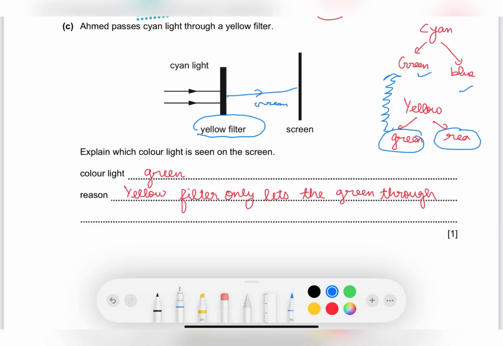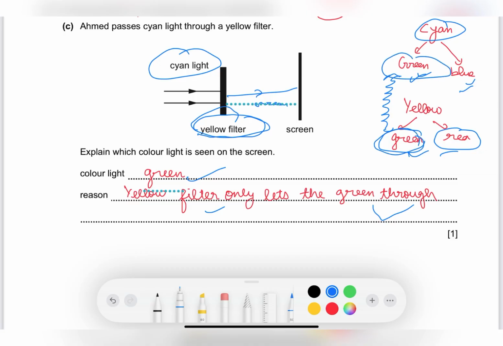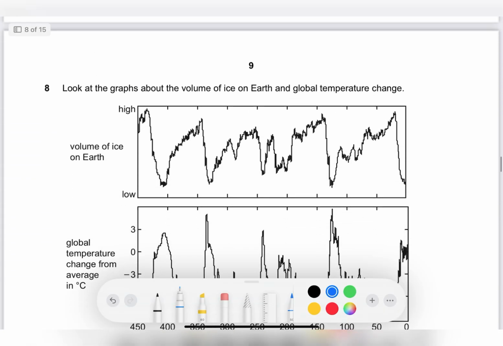Okay. So which color will you see? Green light. Green light will pass. Reason: the yellow filter only lets green through, because that is common between the cyan light and the yellow filter. Cyan is made up of green plus blue. Think with me. And yellow is made up of green and red. What is the common part? Green. So only green will pass. Okay? Let us move on to the next question.